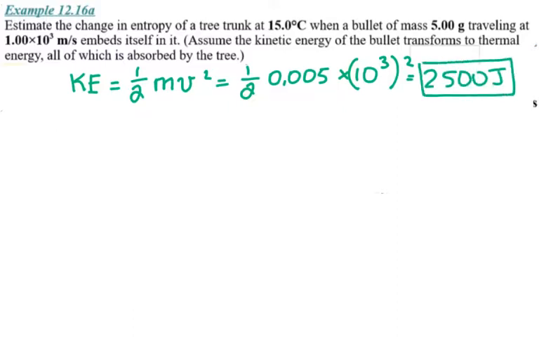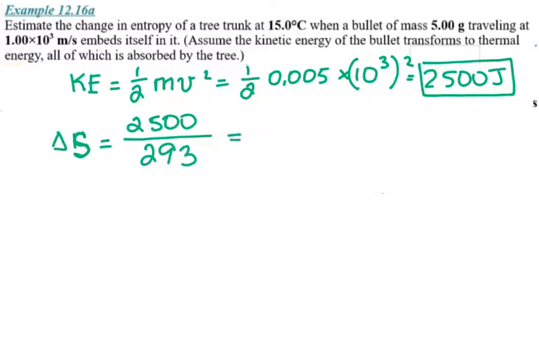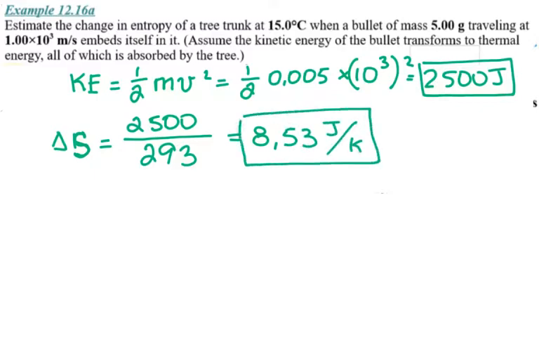And then to calculate the entropy change of the trunk of the tree, it is equal to the heat, which is 2,500, transferring at the temperature at which everything is happening, the room temperature. So this is 293, again 293 Kelvin, and that will give me 8.53 joules per Kelvin. So again, this is by how much the entropy of the trunk or the universe is increasing, whereby the bullet entering the trunk and transferring its kinetic energy into thermal energy.